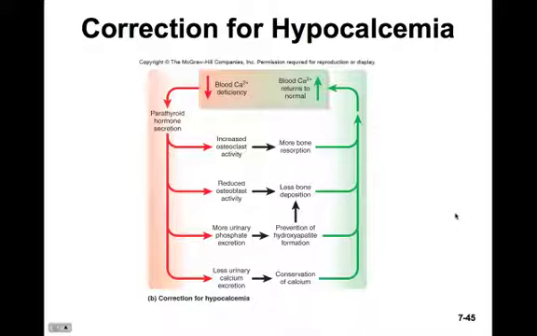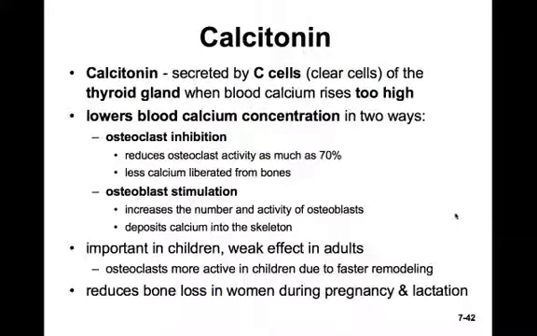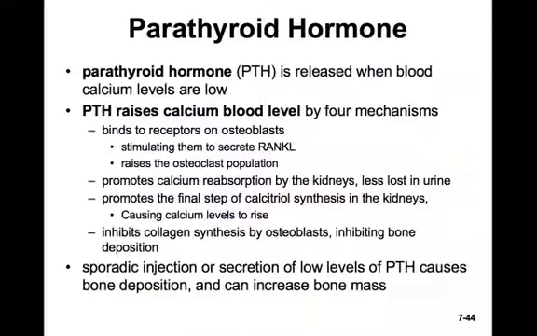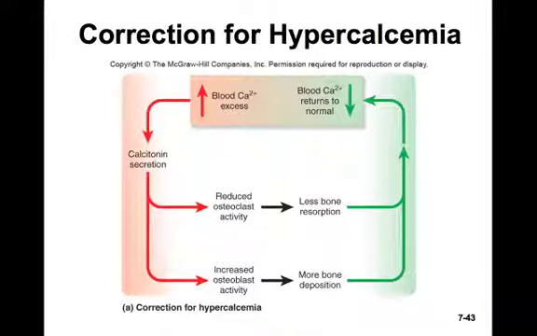Now that you have the functions of each of these 3 hormones outlined, put together a diagram of how they interact. Perhaps it'll be similar to this one, showing how calcitriol, calcitonin, and parathyroid hormone act together to maintain normal blood calcium concentration. Or it may look like a combination of these types of figures, showing how each of the hormones act to regulate blood calcium levels. It's your choice. Depends how you see things more clearly.